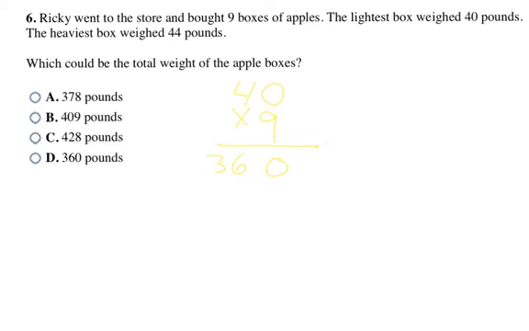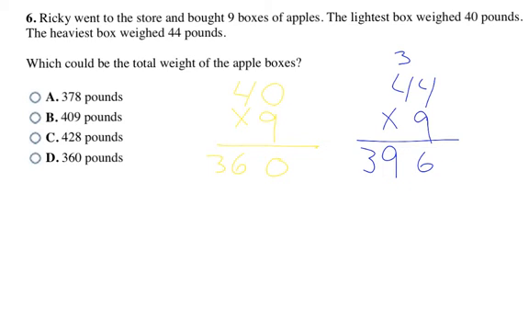And so I'm going to do the same with 44. I'm going to take 44 times 9, and 4 times 9 is 36, and 4 times 9 is 36 plus the 3, and that's 39. So I know at least one of the boxes is 44. But some of them are going to be less than that too. So I know that the total weight is going to have to be less than 396.